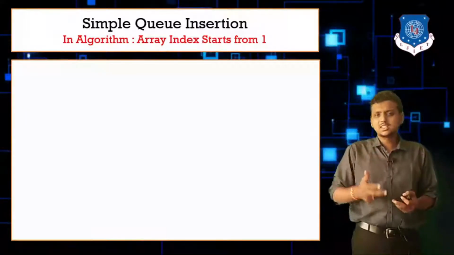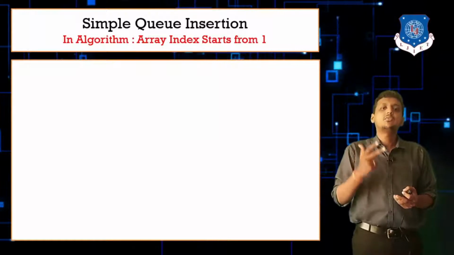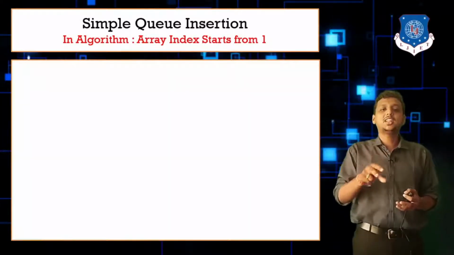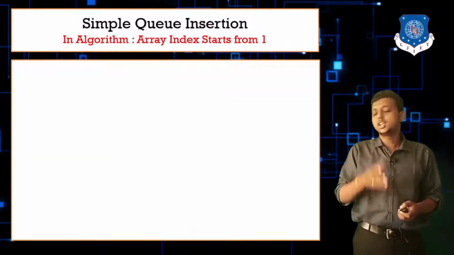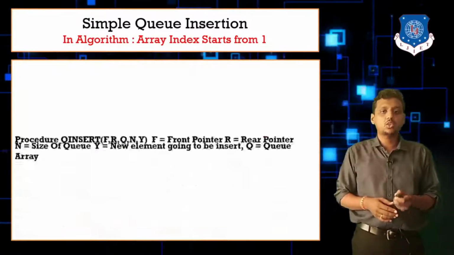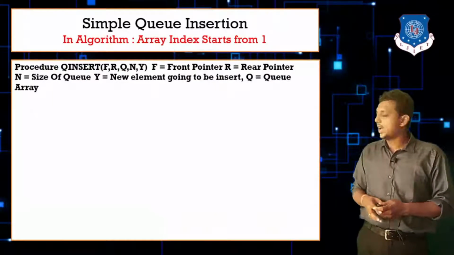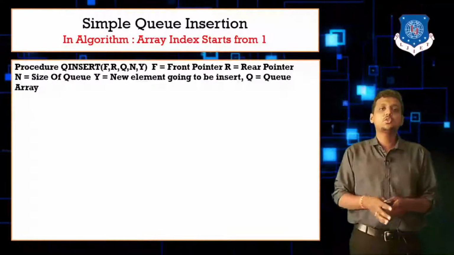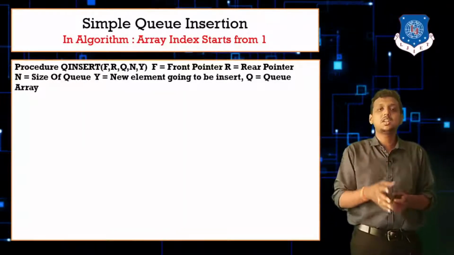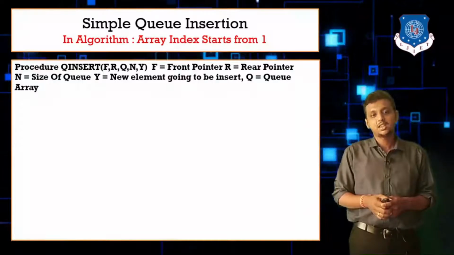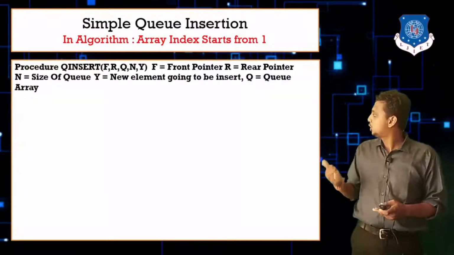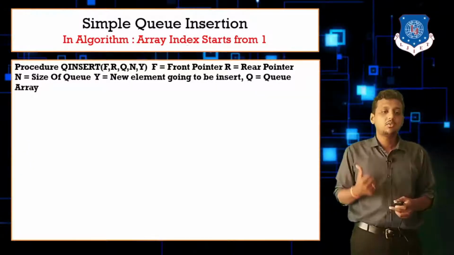What next? After Q, F and R, we are going to insert something. That's why I'm going to take x over here. Instead of x, you can also take y. So here it is y. Y is nothing but a variable, or an element, which is going to be inserted at the rear end. Fine. So here the procedure is Q insert: Q, F, R, y.